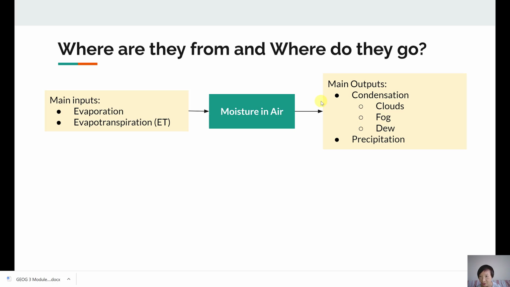That's a phase change, and the phenomena you will see are cloud, fog, and dews, the water droplets on the leaves, right? But precipitation is basically when the water droplets in the air are too heavy. Okay, they are going to fall down to the ground. So that is the difference.